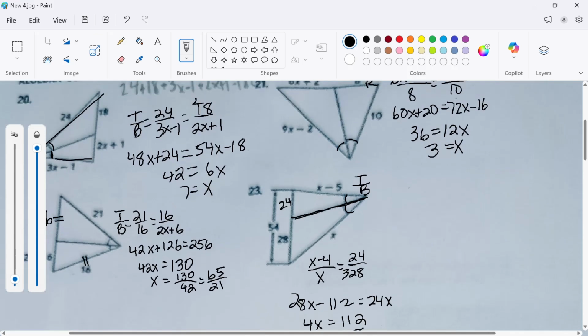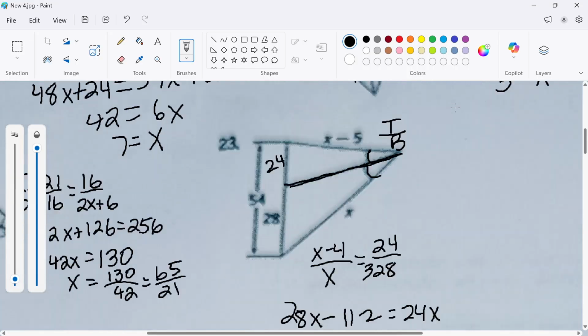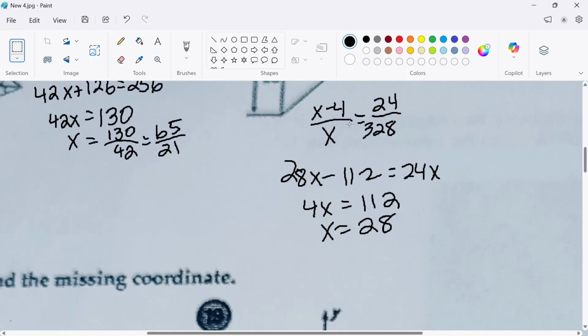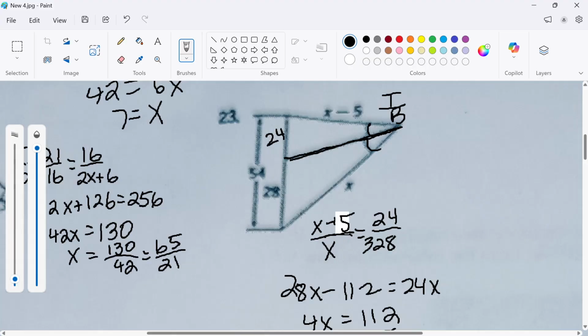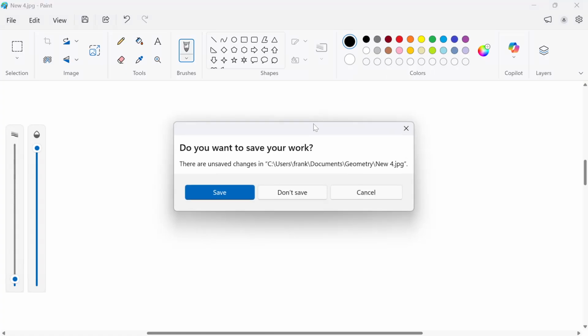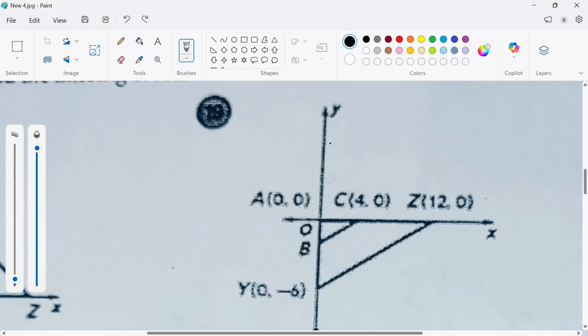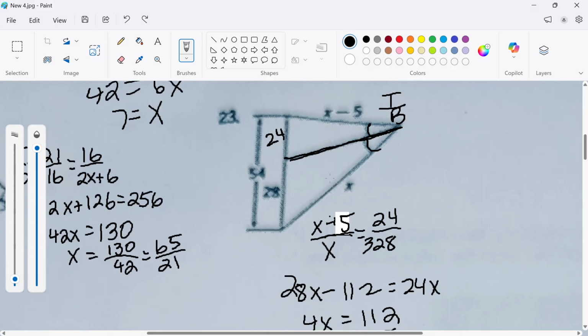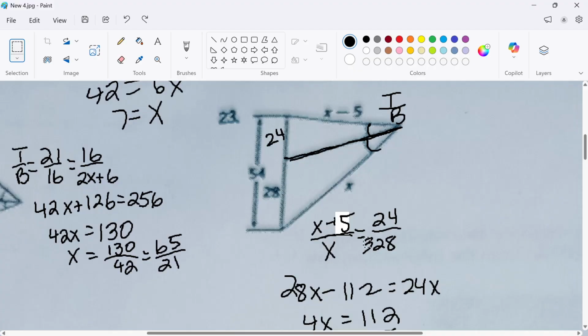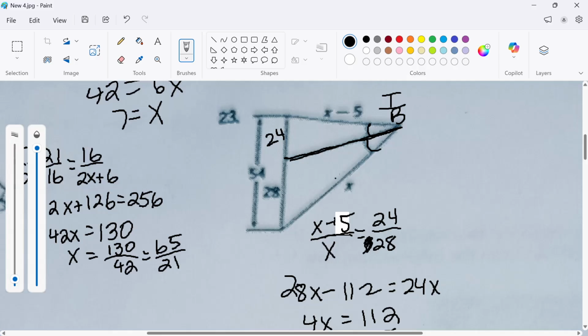Oh, that's not x minus 4. It's x minus 5, isn't it? Why didn't someone correct me? Okay, hold on. I've got the wrong numbers here. That's supposed to be x minus 5. I better check all the other ones. I'm just going to write it all. Hold on, it was going wacky. All right, x minus 5 over x equals 24 over 28. I don't know why there's a 3 there. That's probably a remnant of my calculating, and the rest of this I'll get rid of.